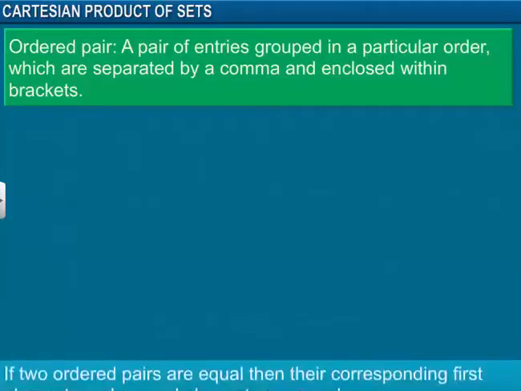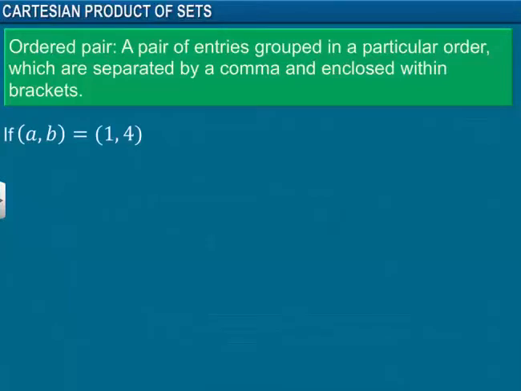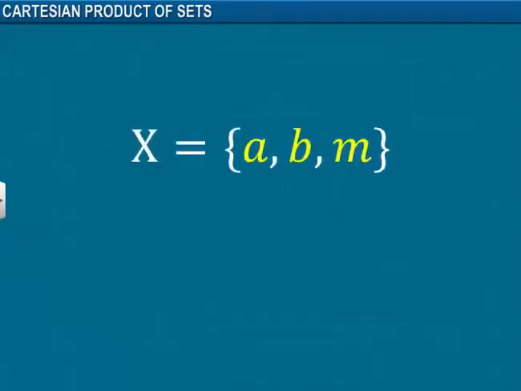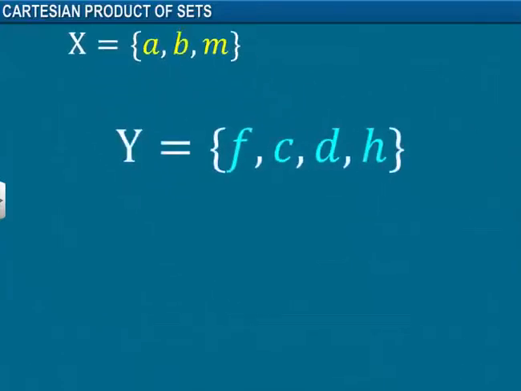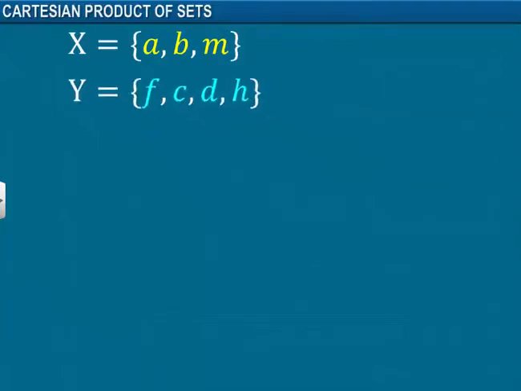If the ordered pair (A, B) is equal to the ordered pair (1, 4), then it implies that A is equal to 1 and B is equal to 4. Let us now learn to find the Cartesian product of sets. Consider set X having the elements A, B, and M, and set Y having the elements F, C, D, and H. Let us find the product of sets X and Y.